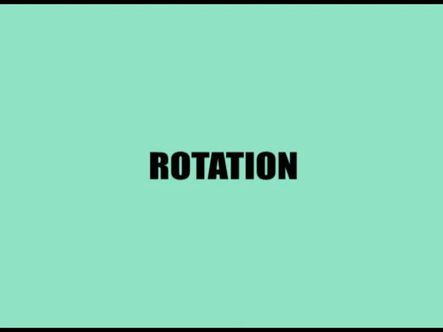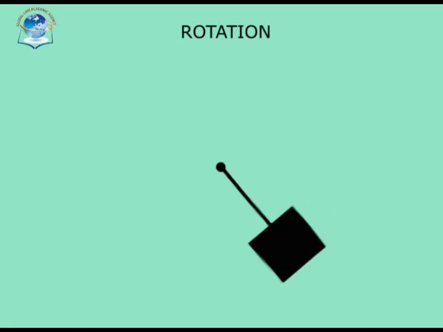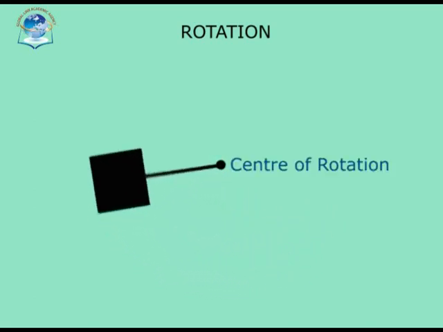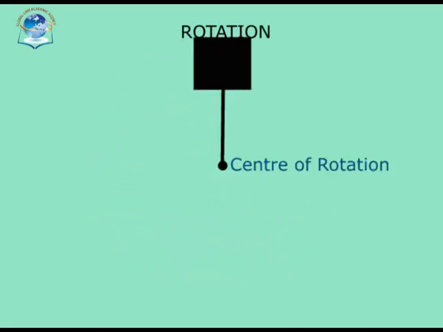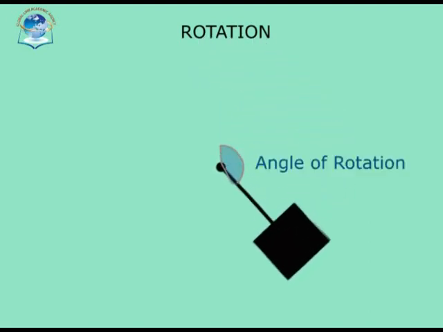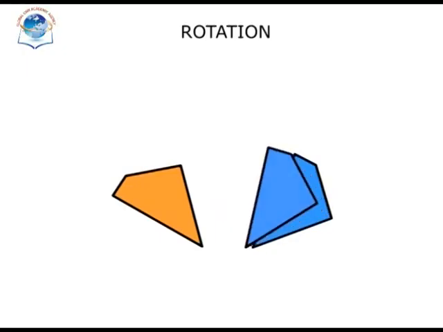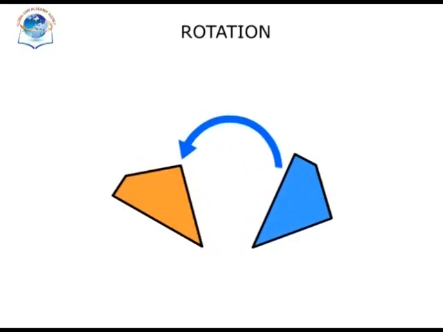Next chapter, rotation. A rotation is the turning of an object about a fixed point. The fixed point is called the center of rotation and does not change. The amount of turn or angular distance is called the angle of rotation. In the same way, geometric shapes can be rotated. A rotation is fully described by the direction of rotation, center of rotation, and the angle of rotation.